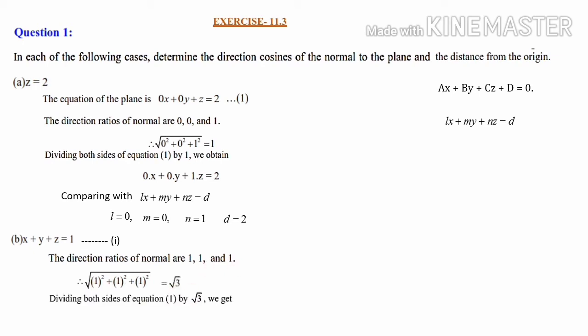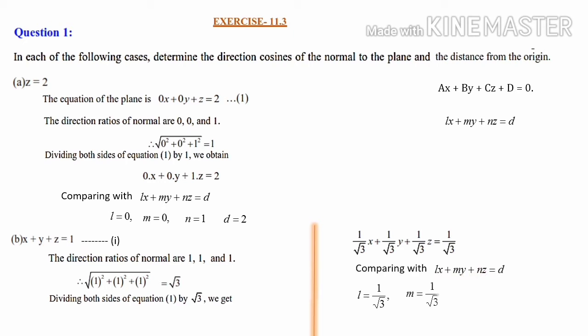Then we have to divide both sides of equation number 1 by root 3. This is equation number 1, we have divided with root 3. Then we will get 1 by root 3 into x plus 1 by root 3 into y plus 1 by root 3 into z is equal to 1 by root 3. Both sides we are dividing. Then as before we compare with Lx plus My plus Nz is equal to d. L is equal to 1 by root 3, M is equal to 1 by root 3, N is equal to 1 by root 3 and D is equal to 1 by root 3.